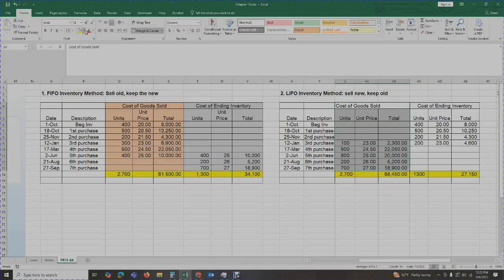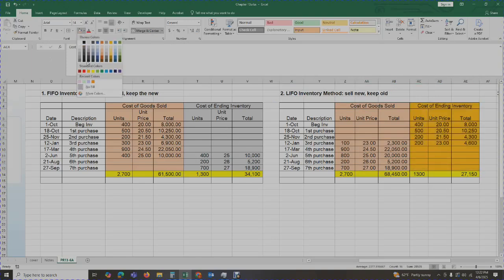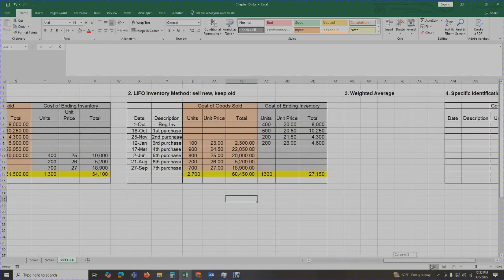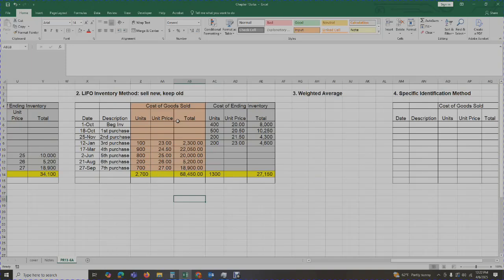Let me go ahead and highlight this. That way we can see the difference. This is for my cost of goods sold. Okay, and then this is my ending inventory. Remember, your cost of goods sold is an expense. This is what you spend. The cost of the ending inventory is in the asset. It's an asset account. It belongs in your balance sheet. So cost of goods sold belongs in your income statement. Cost of ending inventory goes in your balance sheet.